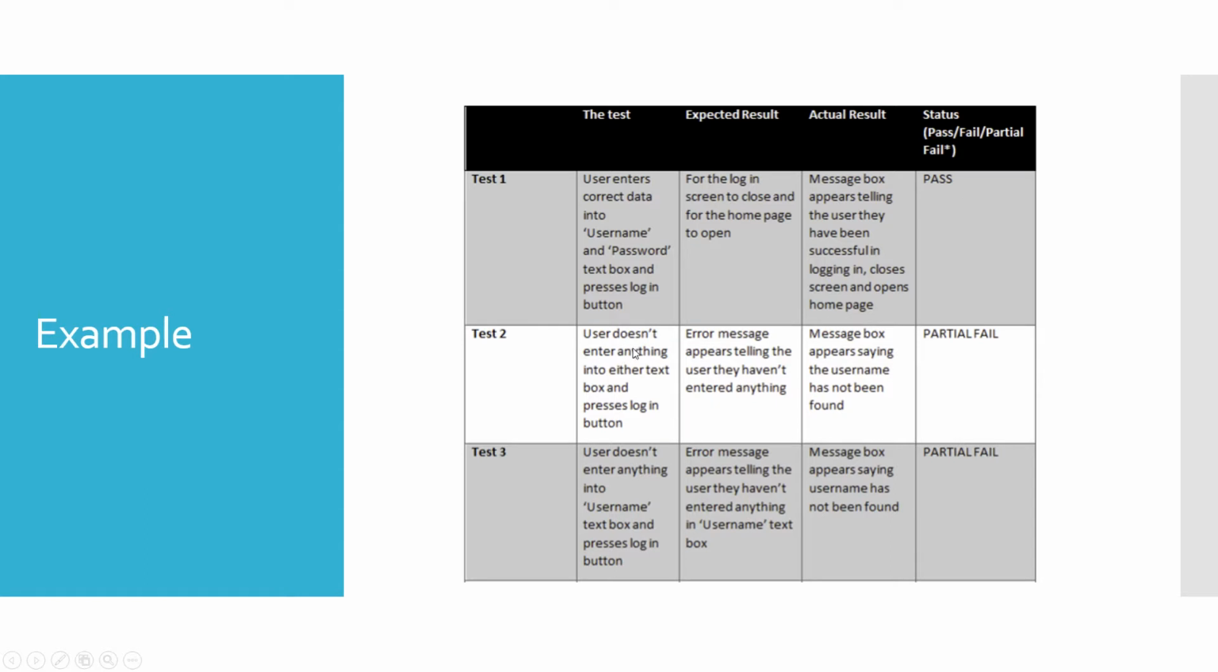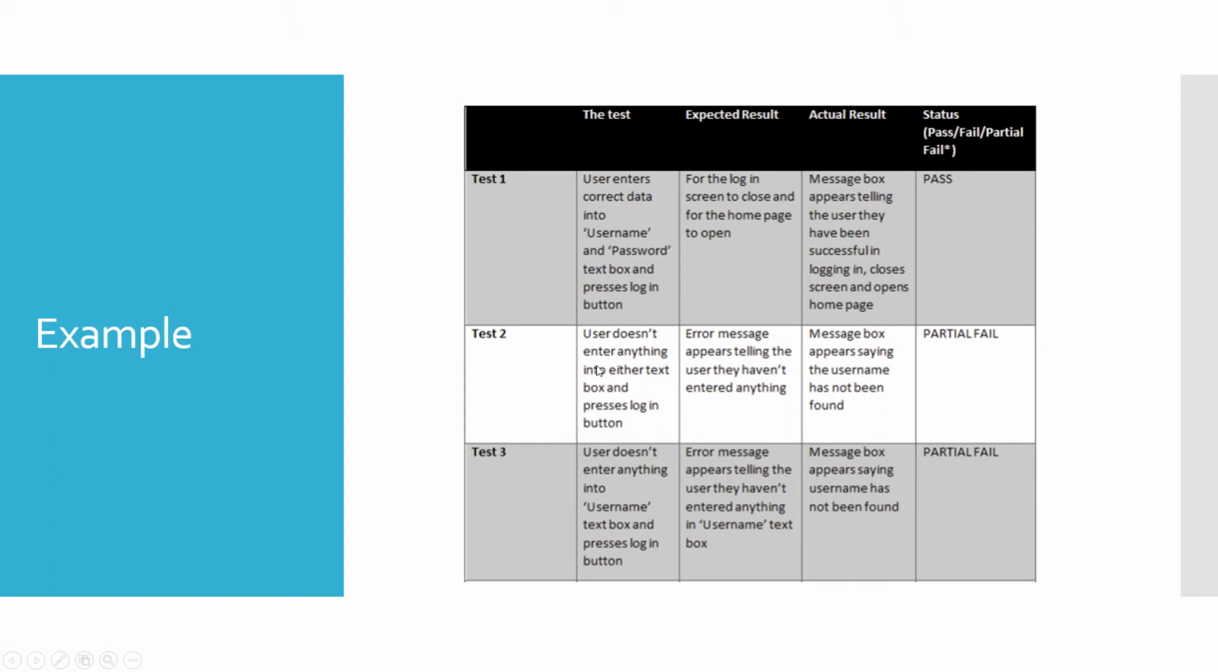Now the next two we can see are partial fails. We'll look at why. The user doesn't enter anything into either text box and presses login. So they've not actually put anything in. What we want to happen is an error message appears telling the user they haven't entered anything. What's actually happened is a message box appears saying the username has not been found. That tells me that however it's been coded, rather than just picking up that the box is empty, it's attempted to search the database for essentially an empty value and said that they've not found it, and so on. So you get the idea.